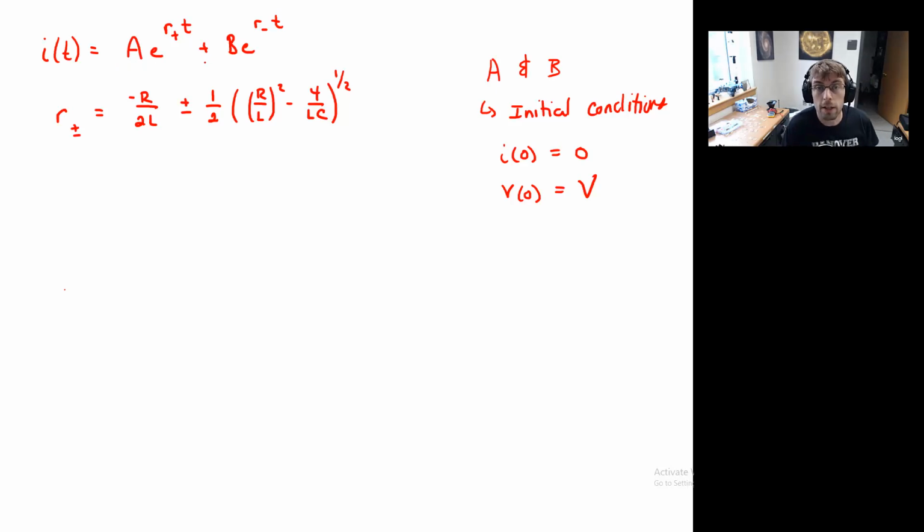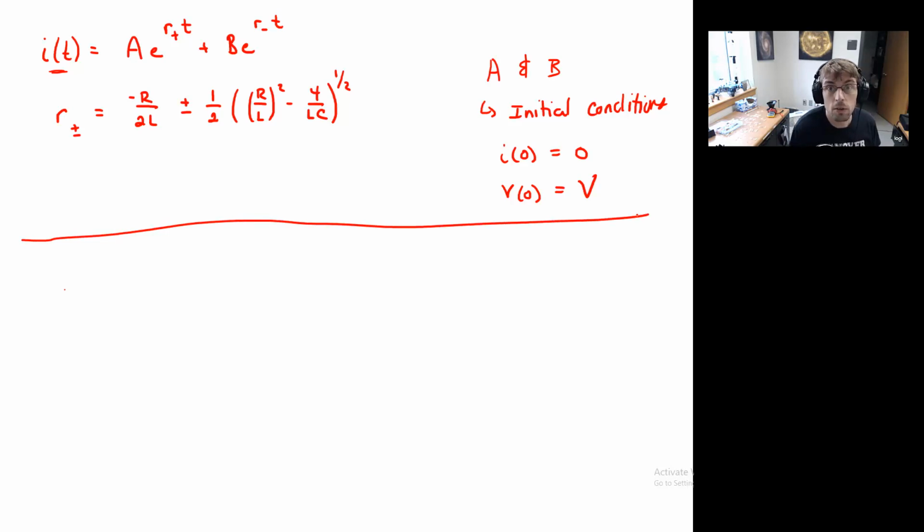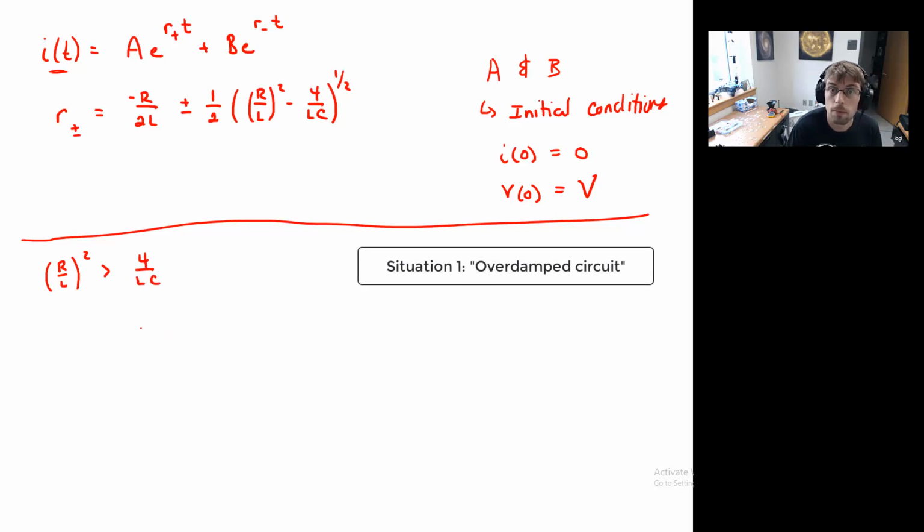What I would like to think about for a moment here is the behavior of the current based on the r plus or minus values. That's the thing that I think is more important to stick with for right now. And you'll notice we actually have 3 scenarios. One scenario is when (R over L) squared is greater than 4 over LC. So that's situation 1.